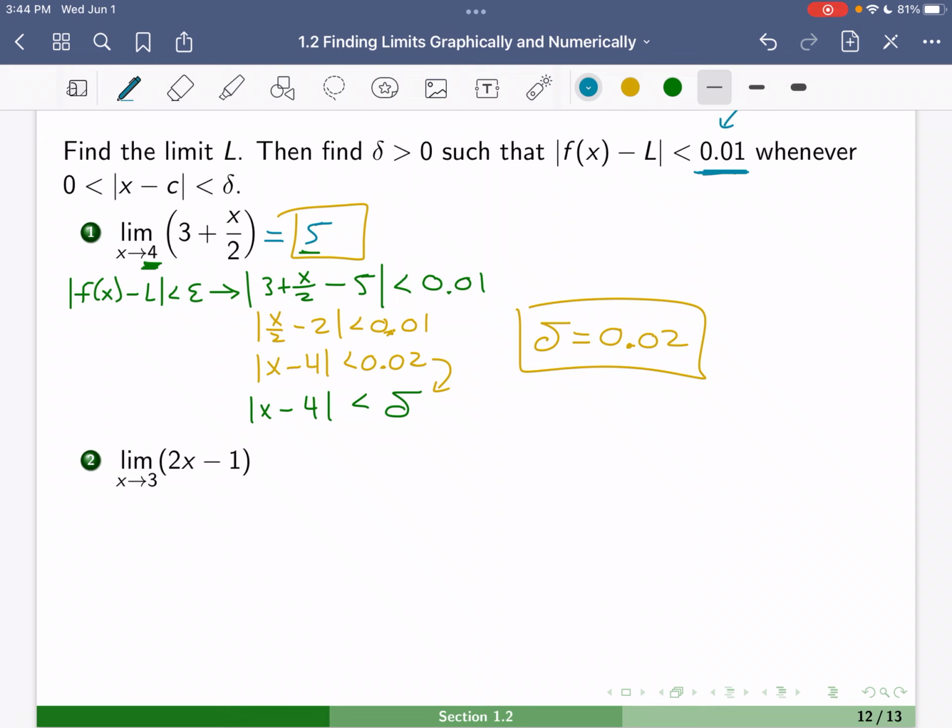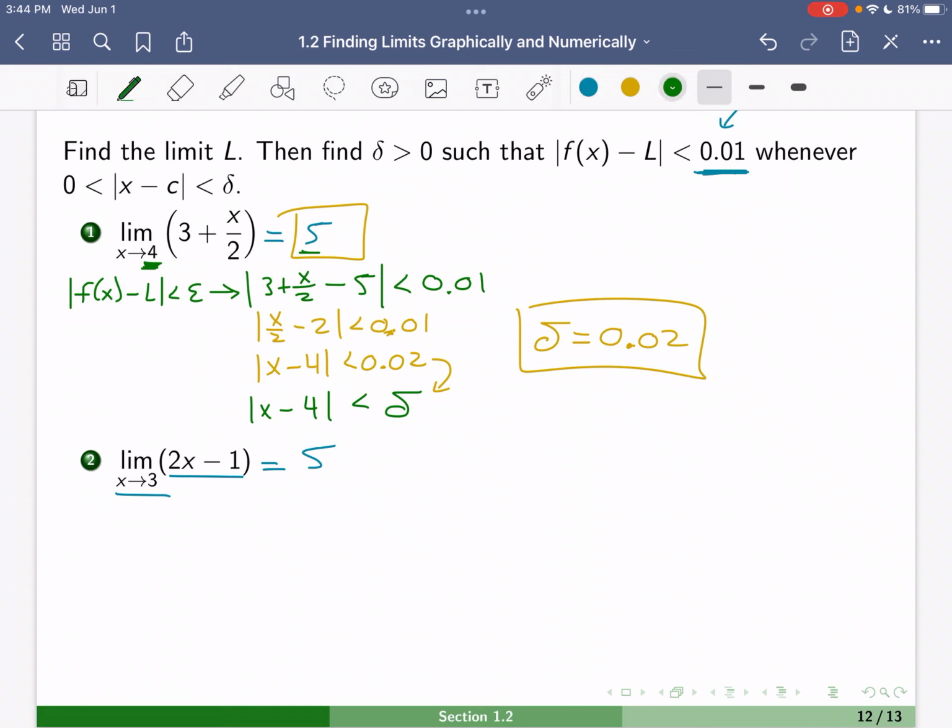Let's do that again for a different problem. Here we have limit as x approaches 3 of 2x minus 1. If you were to plug 3 in directly, you would get 2 times 3 is 6, minus 1 is 5. So this limit also appears to be 5.